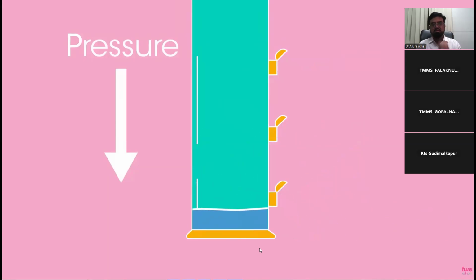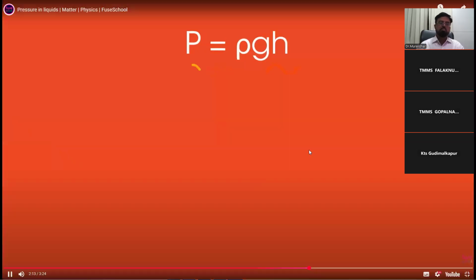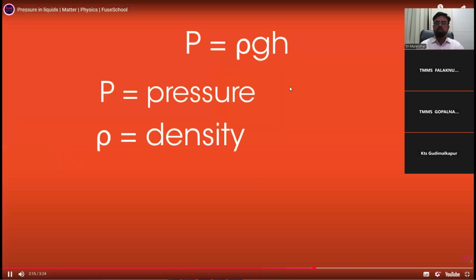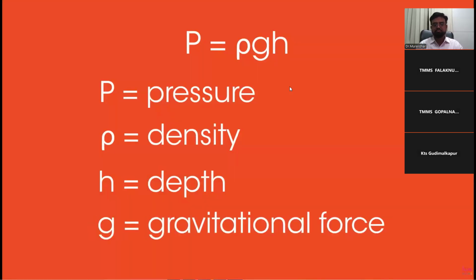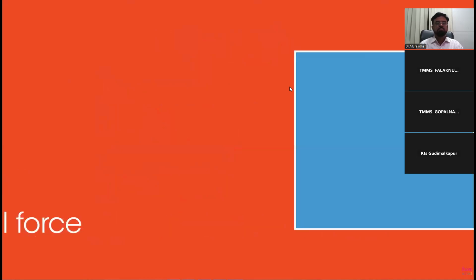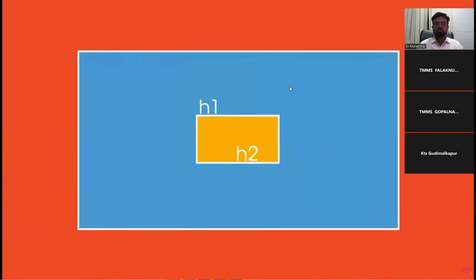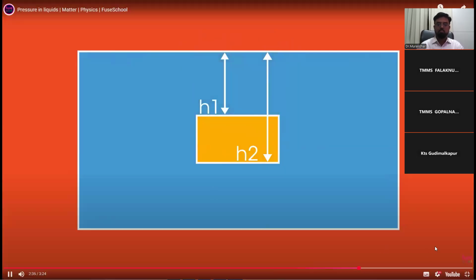We can use these facts to derive the formula P = ρgh, where P equals pressure, ρ equals density, h equals depth, and g equals gravitational field strength. Imagine a cuboid submerged in a tank of liquid. The distance from the surface of the liquid to the bottom surface of the box is greater than the distance from the surface of the liquid to the top surface of the box. So h2 is bigger than h1.